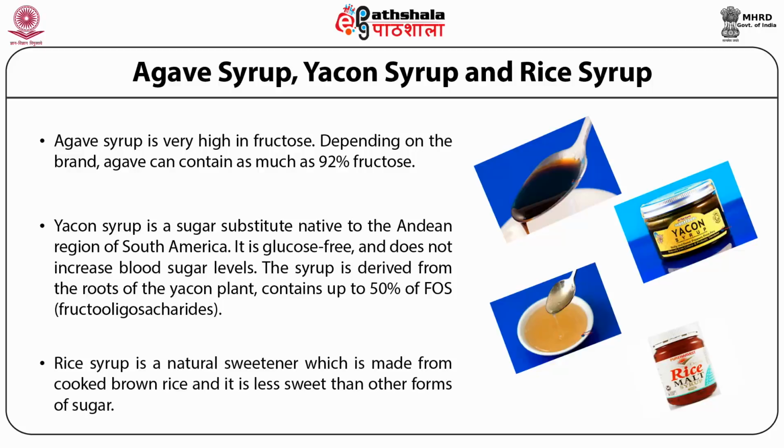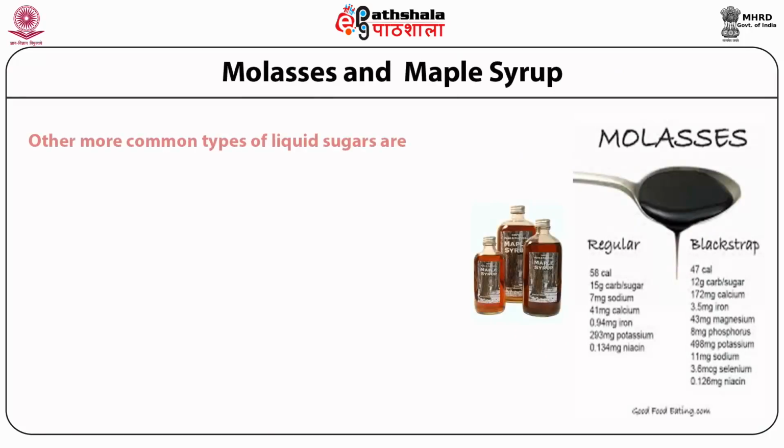Rice syrup is a natural sweetener which is made from cooked brown rice, and it is less sweet than other forms of sugar, so it is used in many specific recipes in specific regions of the world. The other more common varieties of liquid sugars are molasses and maple syrup.